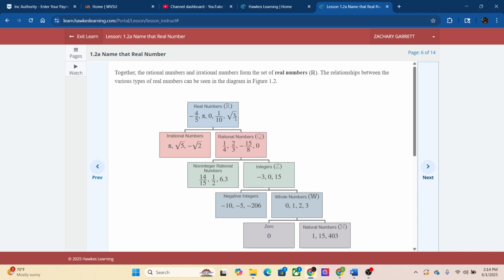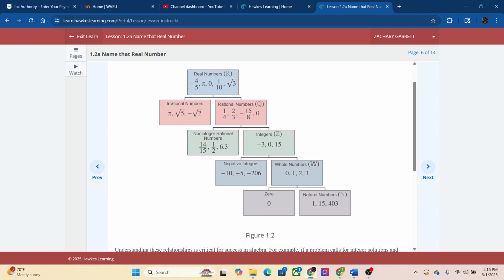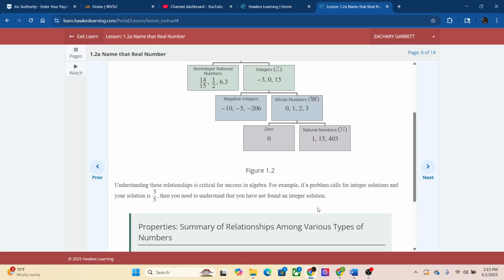Together, the rational numbers and irrational numbers form the set of real numbers. The relationships between the various types of real numbers can be seen in the diagram. So real numbers break down to irrational and rational numbers, non-integer rational numbers, integers, negative integers, whole numbers, zero, and natural numbers.